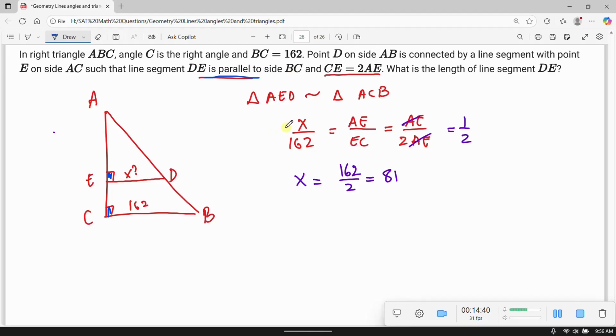I set up my proportion equation as x over 162 equals AE over EC. Then I'm going to replace my EC with 2 times AE on the bottom. Then I'm going to cancel the AE. That's going to give me 1 over 2 on the right-hand side of this equation. I'm going to cross multiply, then divide 162 by 2 to get 81.